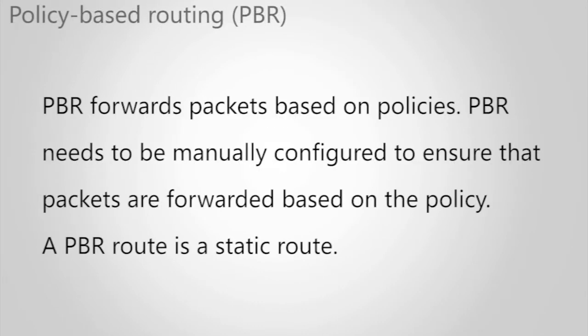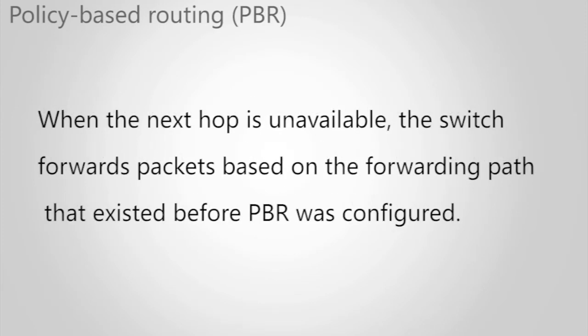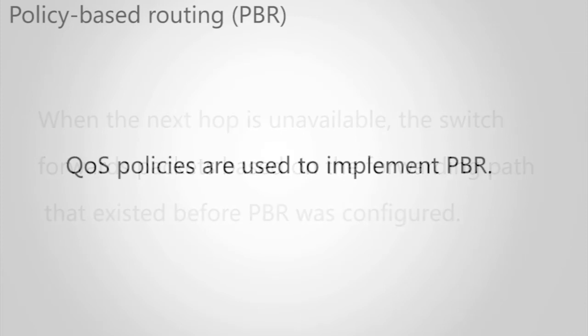Policy-based routing, PBR, forwards packets based on policies. PBR needs to be manually configured to ensure that packets are forwarded based on the policy. A PBR route is a static route. When the next hop is unavailable, the switch forwards packets based on the forwarding path that existed before PBR was configured. QoS policies are used to implement PBR.